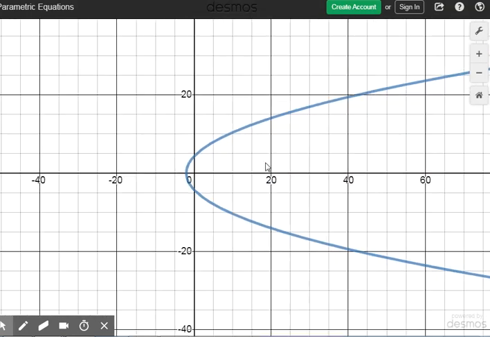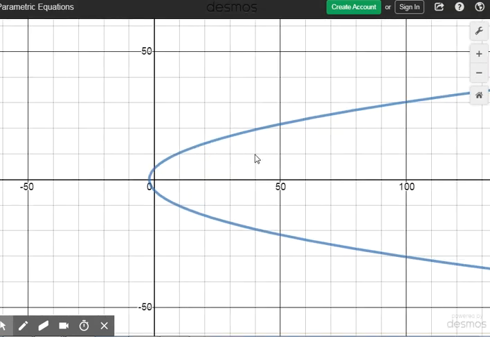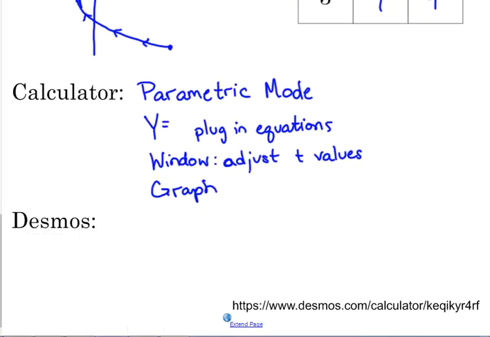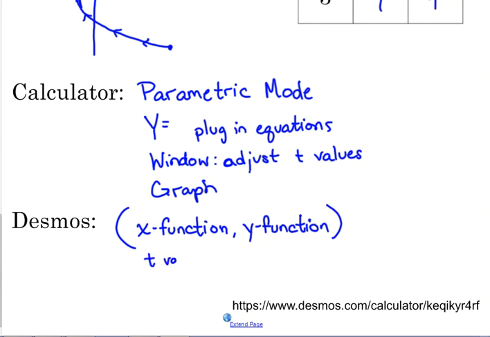Obviously, if I zoom out enough, it will stop graphing at a certain point. But anyways, that was just a side note. So in Desmos, you put the x function, comma, the y function. You just put those in parentheses like it's a point. And then the t values are right below it.